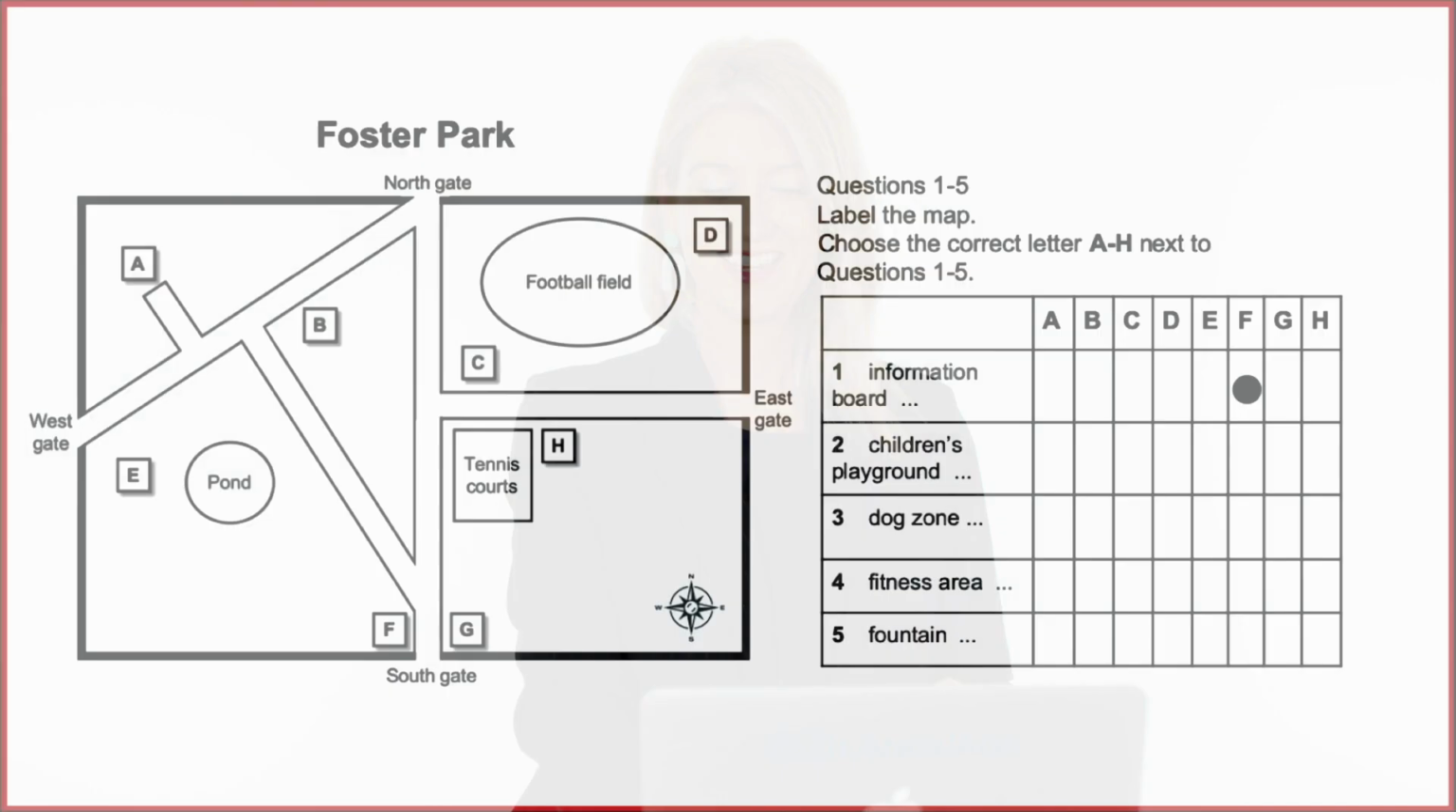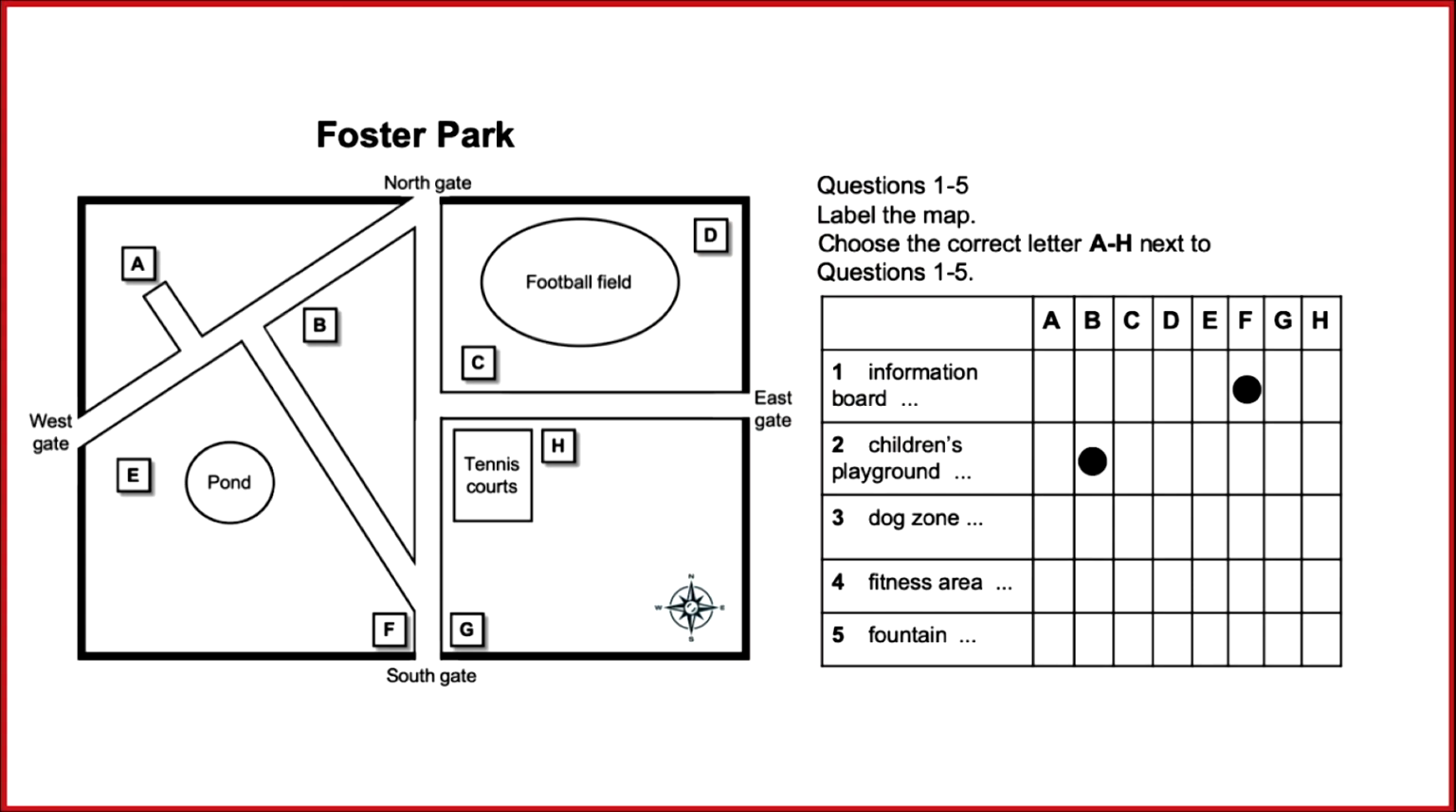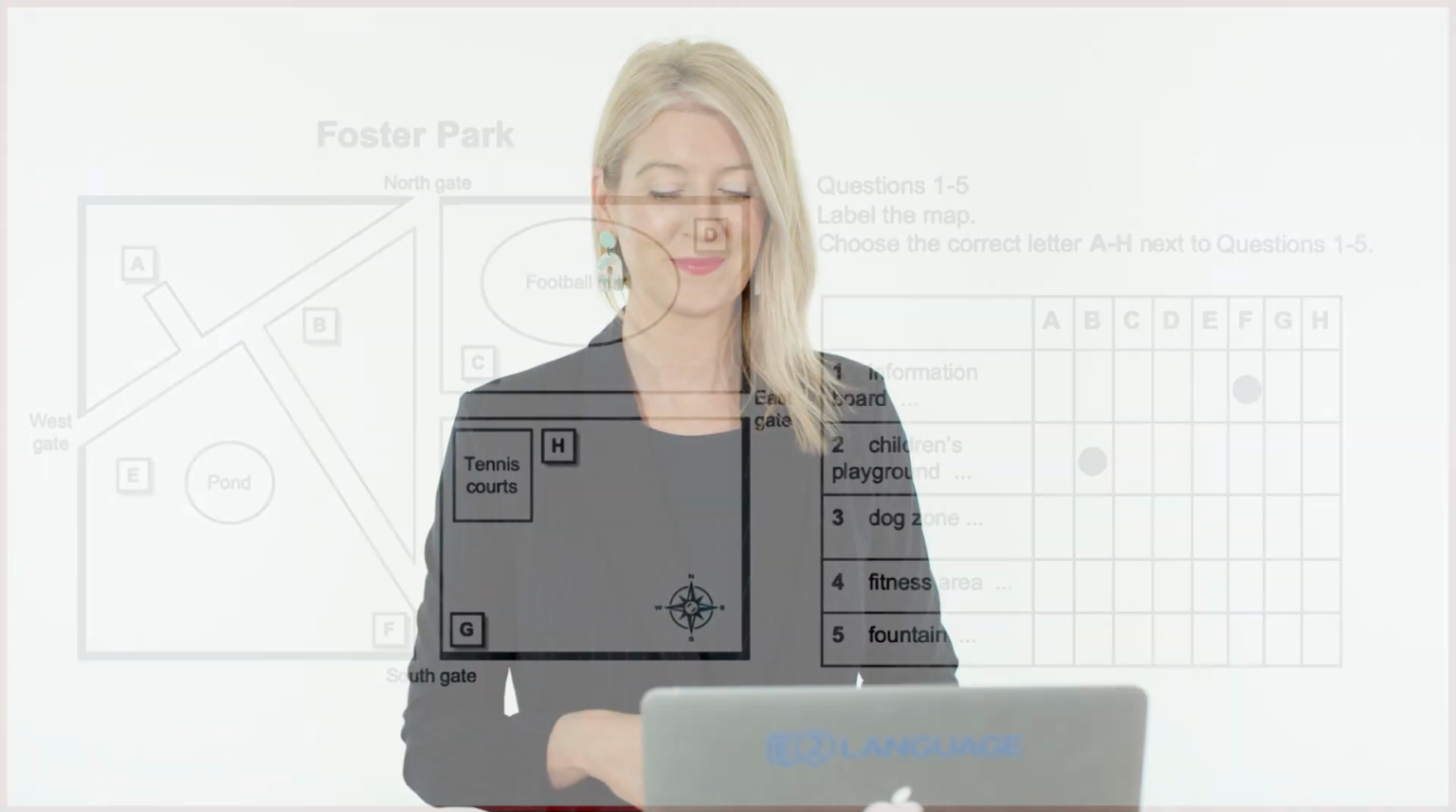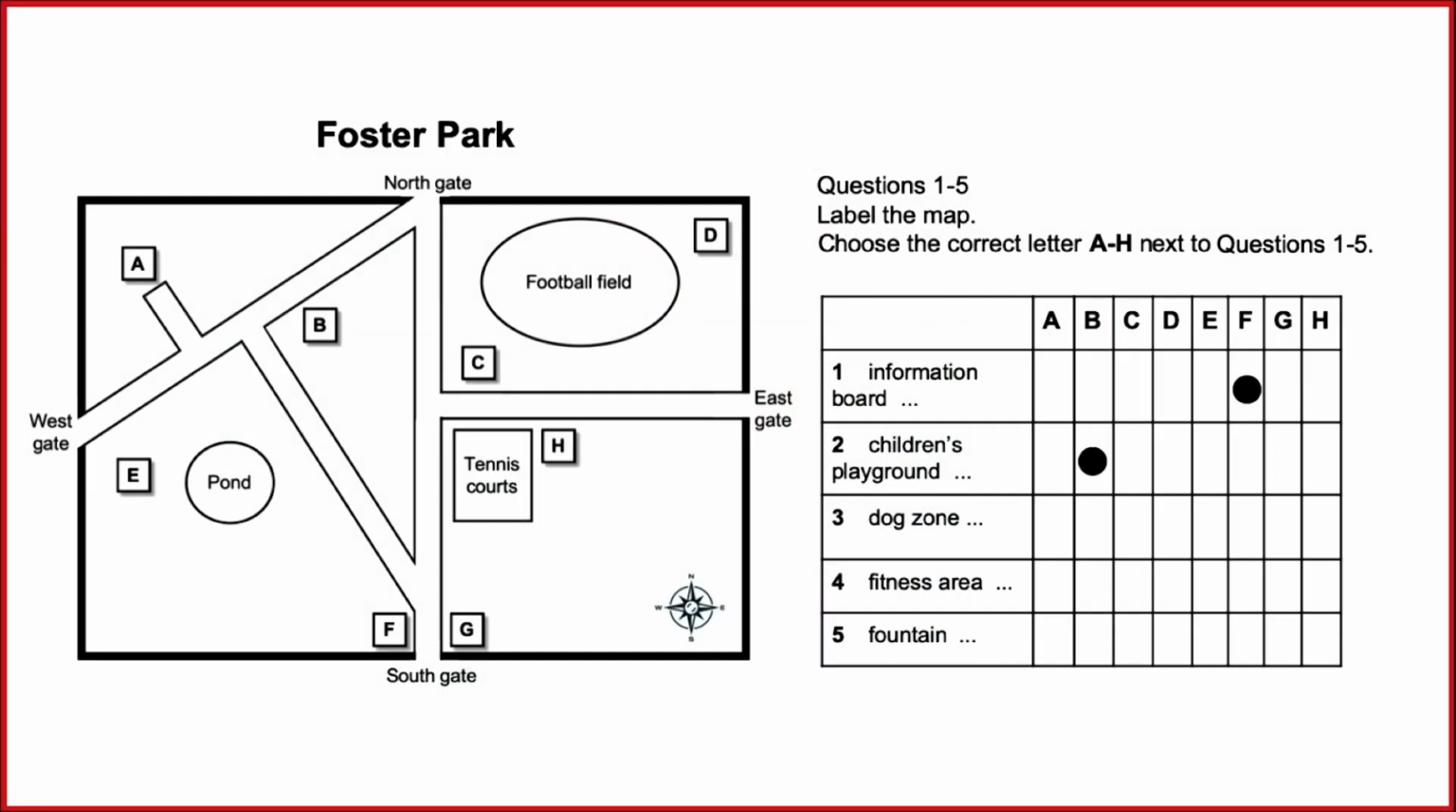So easy with the script, isn't it? So this is the answer. Children's playground is here, B. Okay, we've done 2 out of 5 questions. Now for the next 3, it's over to you. I'll play the audio right from the start. Try and get 100% correct.